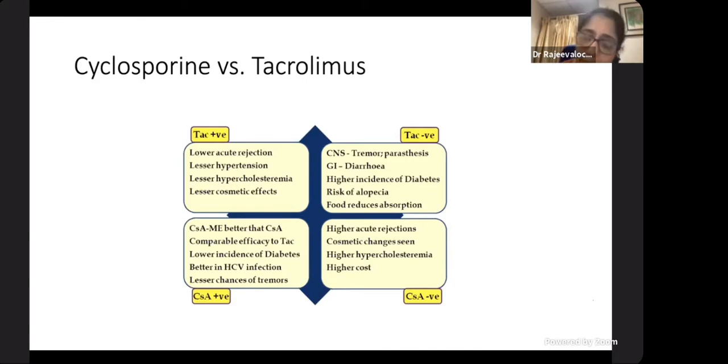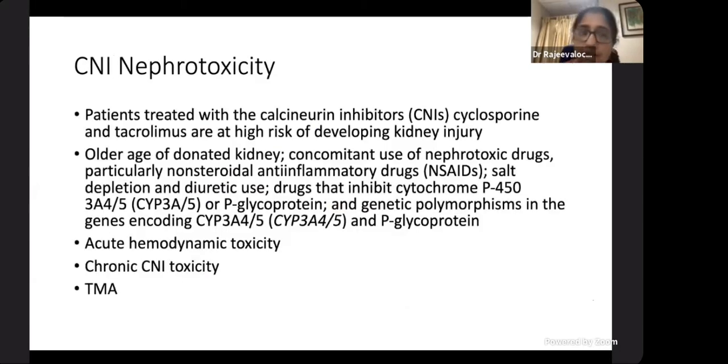And there was a recent paper in AJT around a year ago, where they did a randomized control trial where they shifted patients at risk for NODAT from tacrolimus to cyclosporin and found a lower risk of NODAT in these patients. Now, with tacrolimus, the negative side effects include neurological side effects as well as higher incidence of diabetes, whereas with cyclosporin, there is higher nephrotoxicity and higher risk of cosmetic changes.